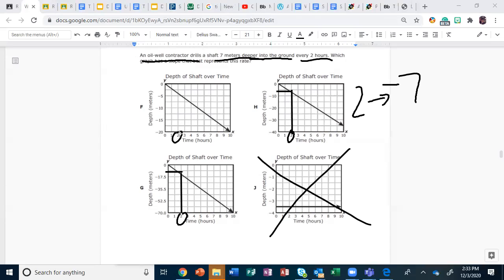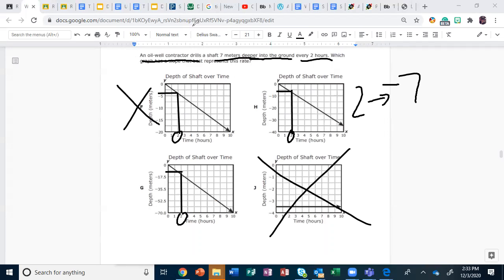Now let's move on to the next one. No, that's all the way wrong. This one is wrong. Why? Because negative 7 is not between 0 and negative 5. So that one is wrong right here.